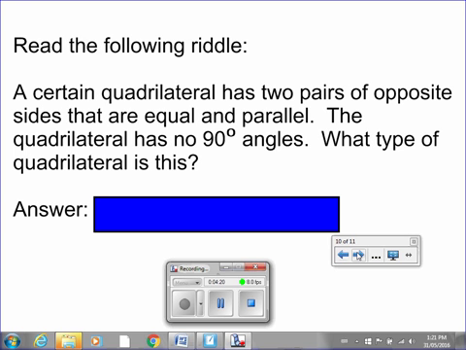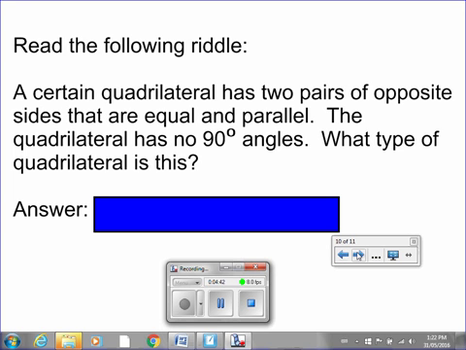Okay, here's a riddle for you. A certain quadrilateral has two pairs of opposite sides that are equal and parallel. The quadrilateral has no 90-degree angles. What type of quadrilateral is this?